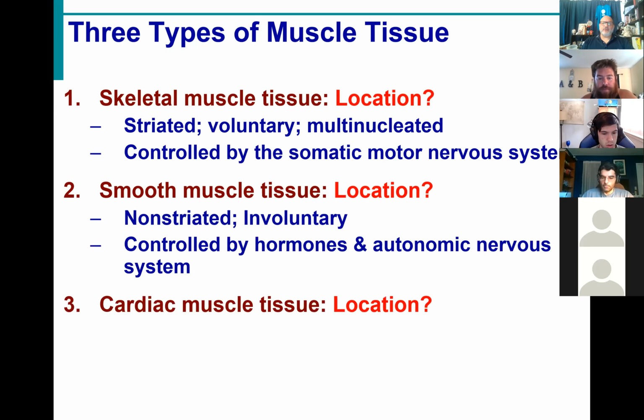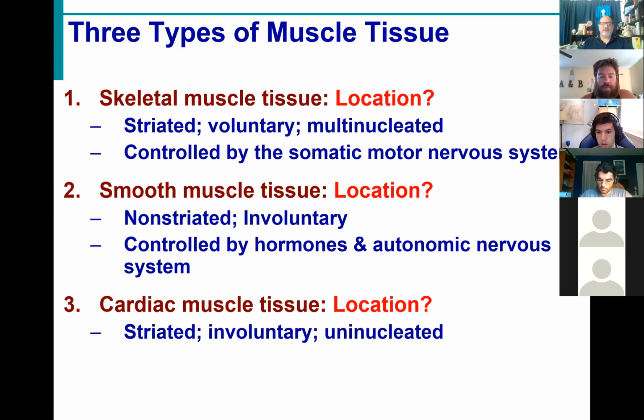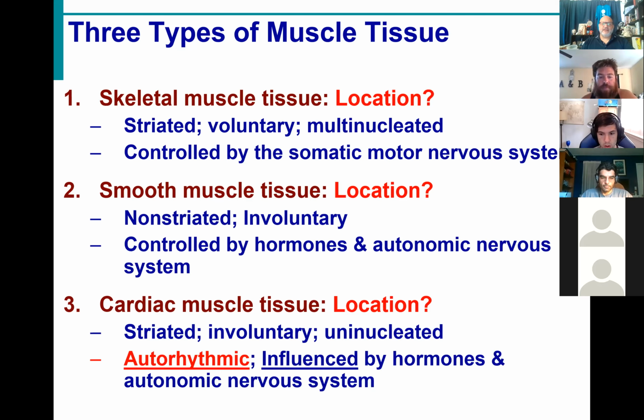And our cardiac muscle, where was it located? The heart only. Yep, only in the heart. Striated, involuntary, uninucleated, and again, unlike the other cells, autorhythmic. Actually able to produce its own action potentials, but it can be influenced, it can be modified by hormones and our autonomic nervous system. I had a question.